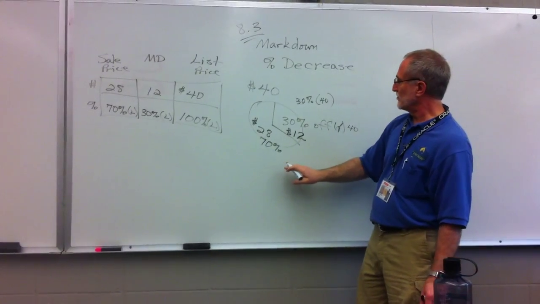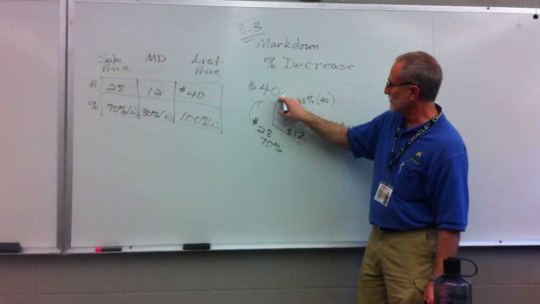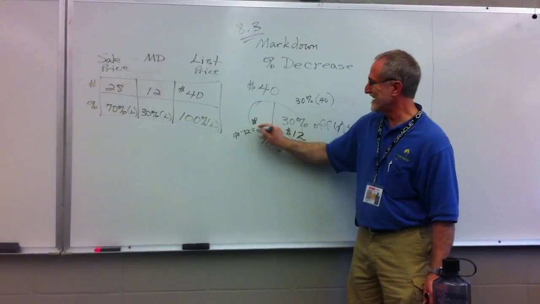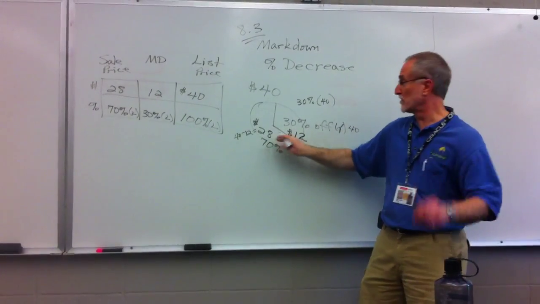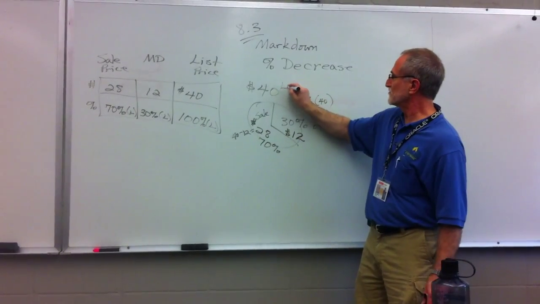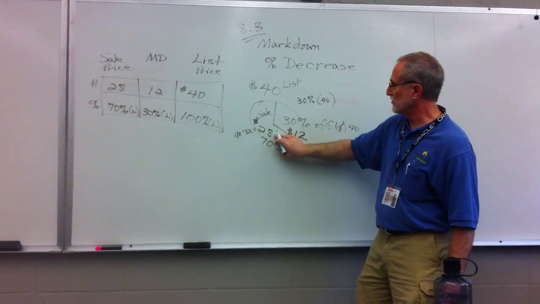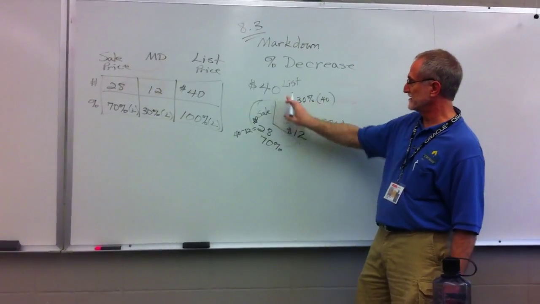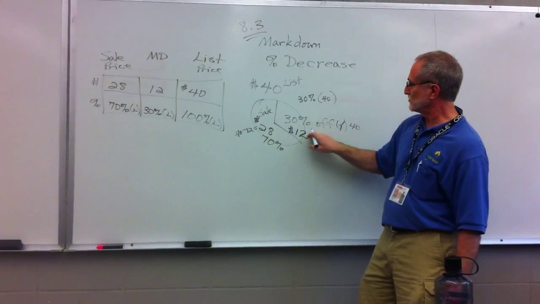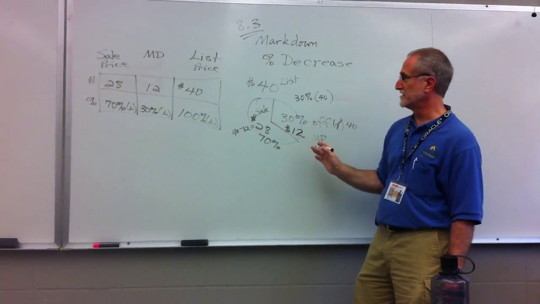Now, we also know that we could subtract the 12 from 40. 40 minus 12 would give us $28 that we're paying for it. We would call that the sale price, wouldn't we? So this is the list price. Sale price is 28, which is 70% of the list. And the markdown is $12, which is 30% of the list.